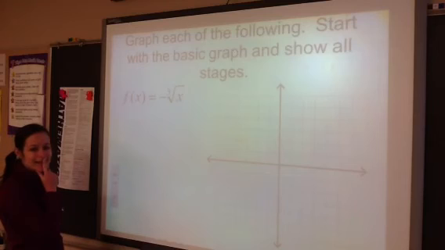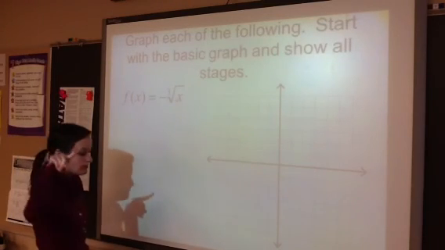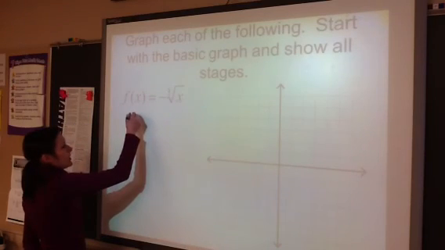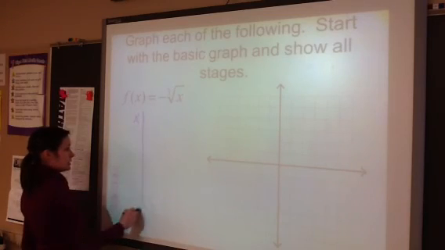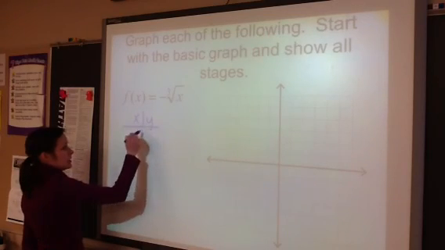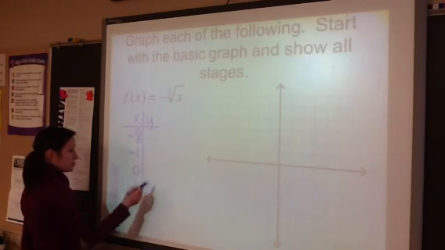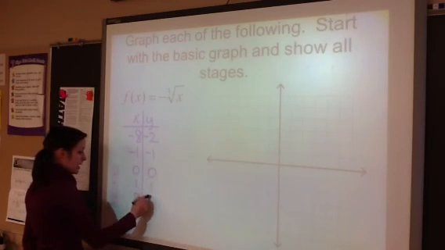Oh, wait, I lied. We have one more example. So, we've got negative cube root. Why didn't it give us a cube root thing? But we're going to do negative 8, negative 1, 0, 1, and 8 for our original. So we get negative 2, negative 1, 0, 1, and 2.